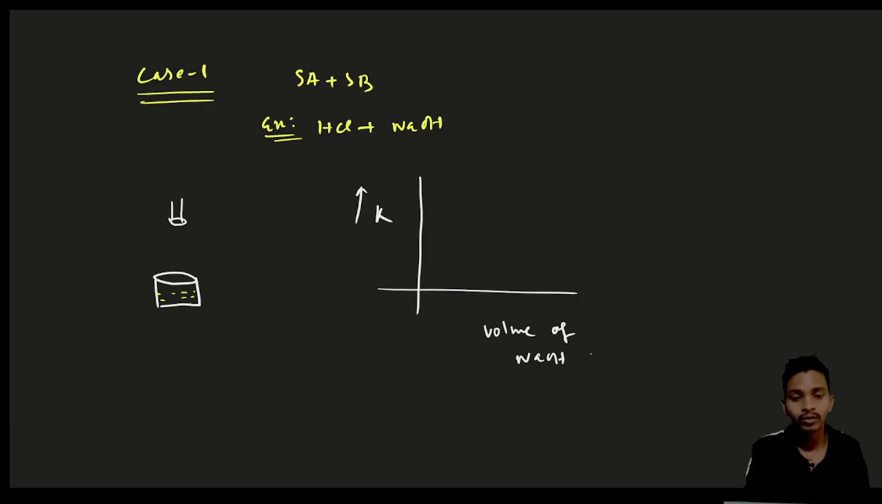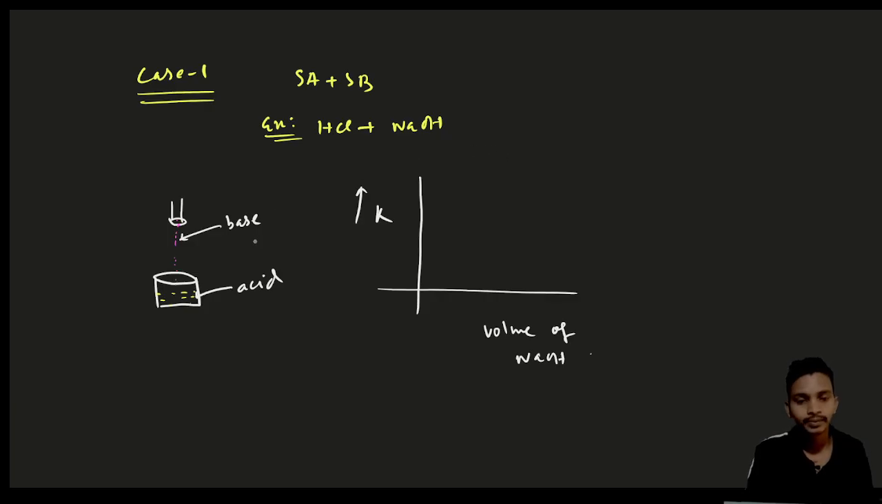I'm just giving different colors for differentiating. So I'm adding the base drop by drop to the acid. This is the base, and this is the acid. So what will be the graph? The graph is conductance K versus volume of NaOH. So what is the change in the conductance?